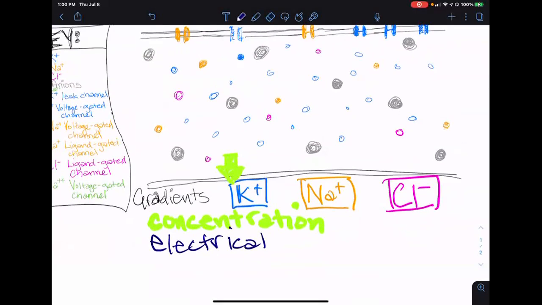So the electrical gradient is really pushing potassium into the cell. It's negative inside the cell. Potassium is a positively charged ion. It's going to be pushing potassium into the cell. So you can see here, between that concentration gradient and the electrical gradient, potassium is at balance.